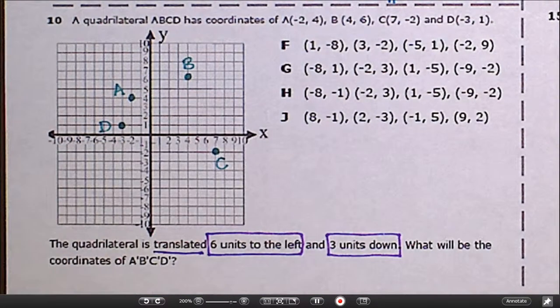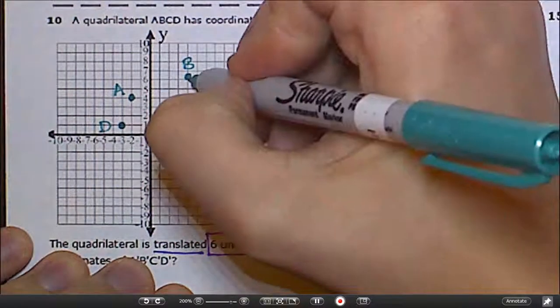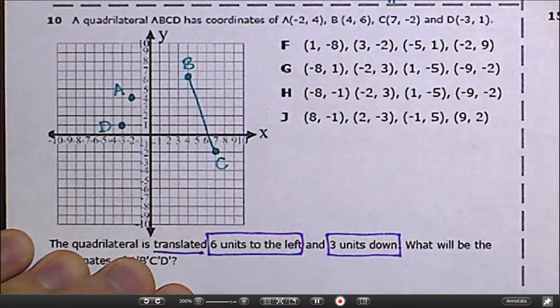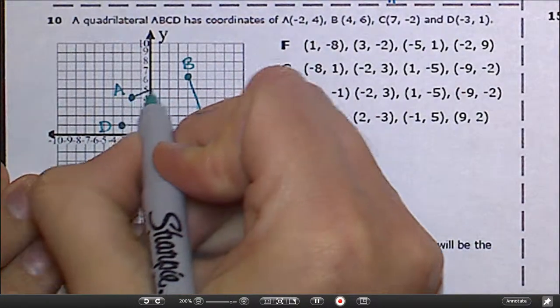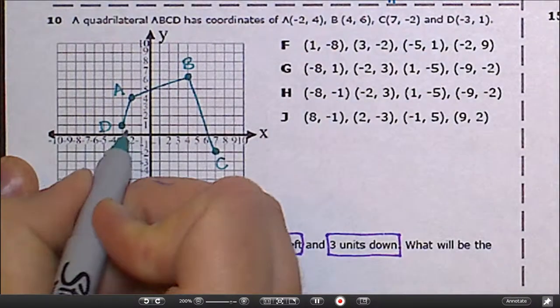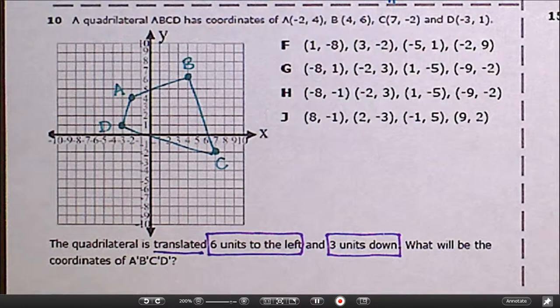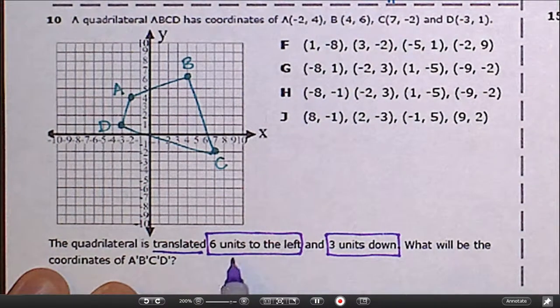So this is our shape. And if we had a ruler handy, we could easily connect these dots. Go ahead and connect them the best you can. Feel free to use the edge of your folder or something. Okay, that is our original figure, A, B, C, D. But now we need to translate it. So each one of these points is going to be scooted 6 units to the left, and 3 units down.